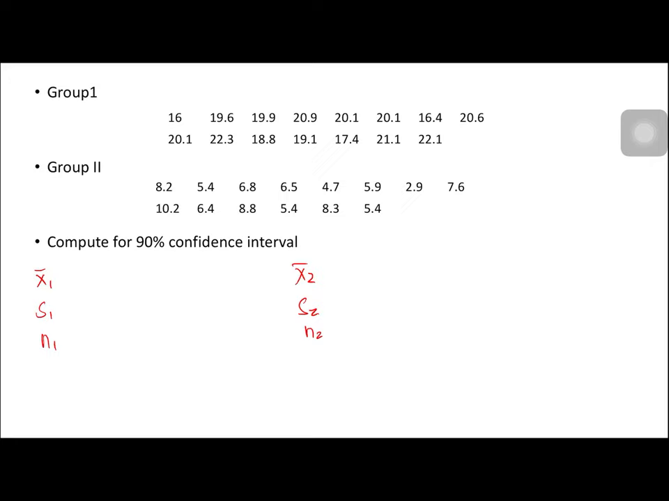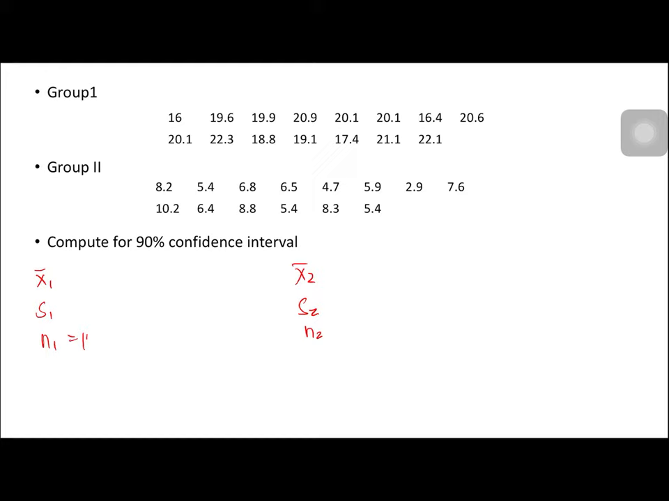Okay, for group 1, we have 16, 20.1, 19.6, 22.3, 19.9, 18.8, 20.9, 19.1, 20.1, 17.4, 20.1, 21.1, 16.4, 22.1, and 20.6. Okay? So first, we have 1, 2, 3, 4, 5, 6, 7. Okay, our n1 is 15.